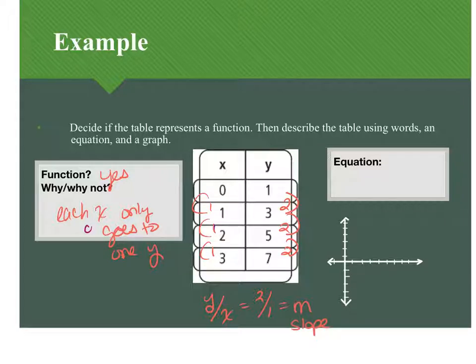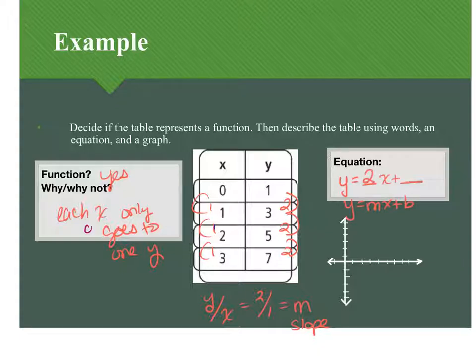Now, all linear functions have the equation of y equals mx plus b. Write this down here. Y equals mx plus b. All functions that are a straight line have this equation. Our slope is this down here. This is 2. So we're going to have the slope of 2.